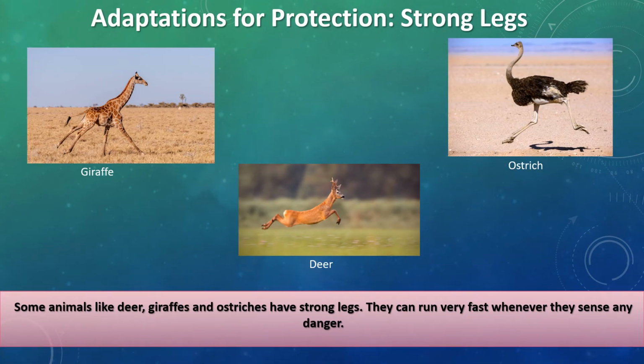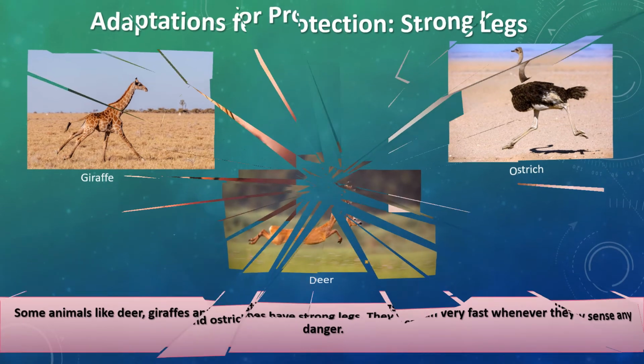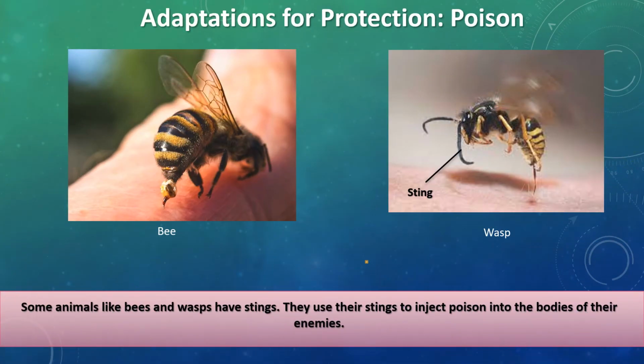Next is strong legs. Some animals like deer, giraffes, and ostriches have strong legs. They can run very fast whenever they sense any danger. Next is poison. Some animals like bees and wasps have stings. They use their stings to inject poison into the bodies of their enemies.